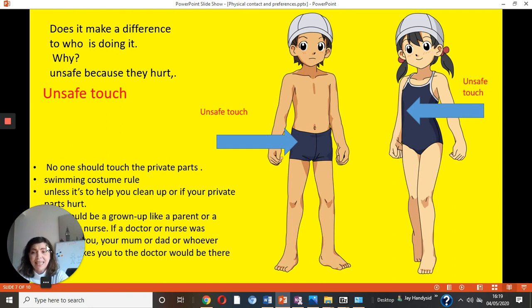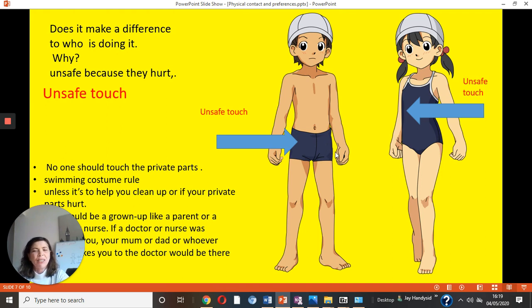Sometimes mummies and daddies will help you get yourself clean, or if you've hurt yourself, they will look at you. Even if you go to the doctors, usually you will have your mummy or somebody you trust with you. But no one should be touching you there unless, as I say, you've hurt yourself or you need to be clean. Okay? So remember, this is the swimming costume rule. For girls, you can see the swimming costume covers slightly more. And for the boy, you've got the swimming trunks.